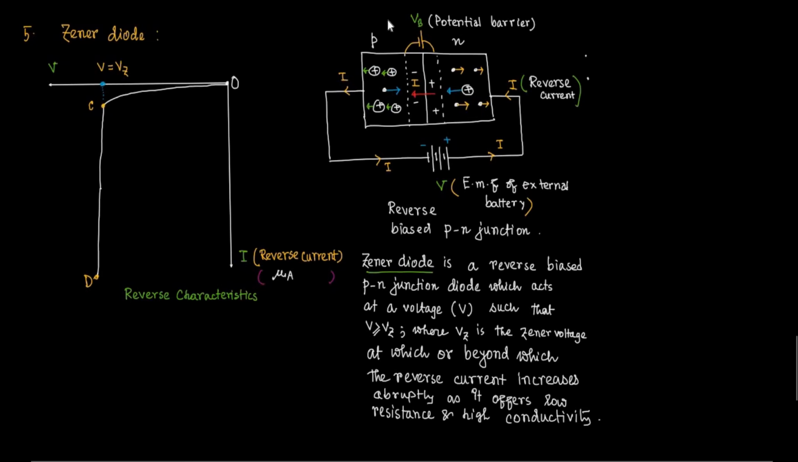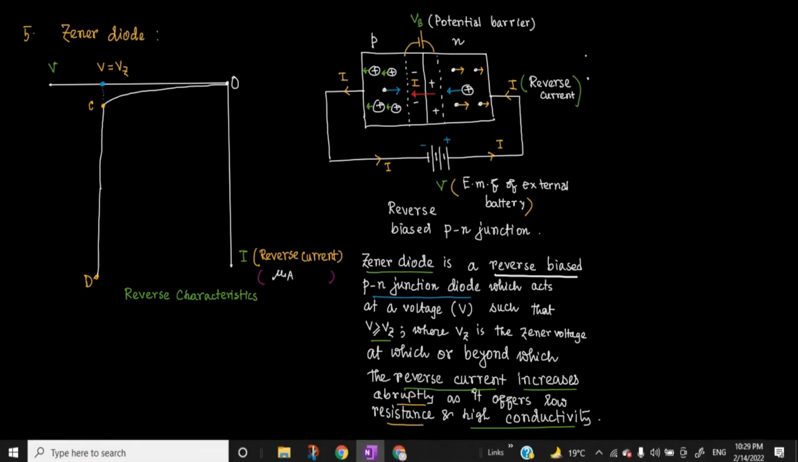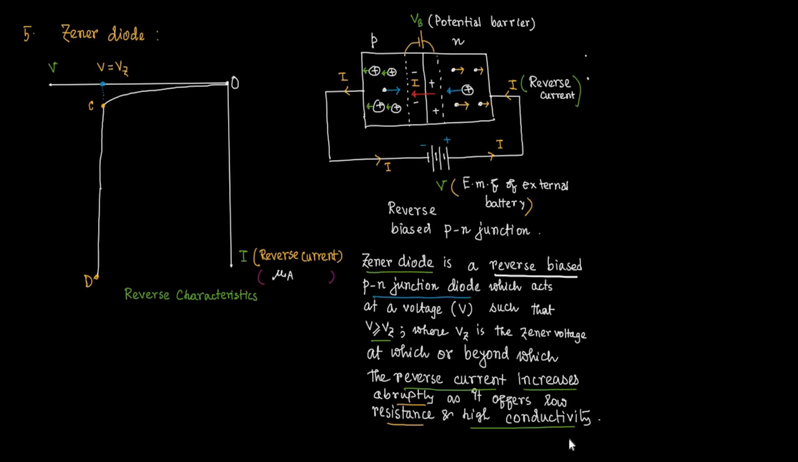Zener diode is a reverse biased PN junction diode such that it acts at a voltage V greater than or equal to Vz, that is, Vz is the voltage at which or beyond which the reverse current increases abruptly as it offers low resistance or high conductivity.